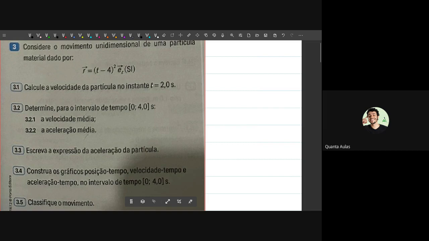This is amazing. So let me see this equation. This unidimensional movement of a particle has this rule. This is the rule of this movement. Calculate the velocity of the particle at the instant t equals 2. You know how to do this. Can you do this for me? Substituting the t. Perfect. When you have the answer, just tell me, okay?